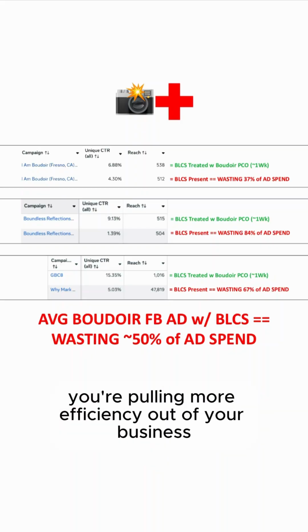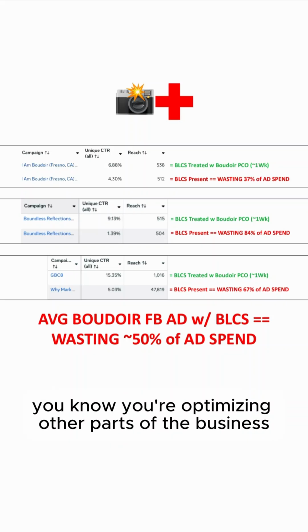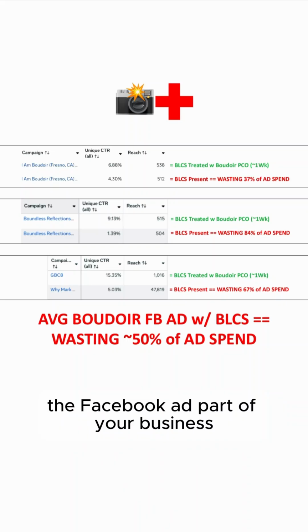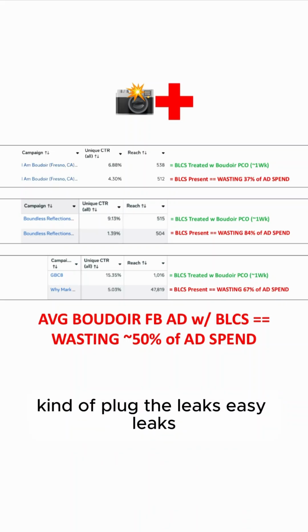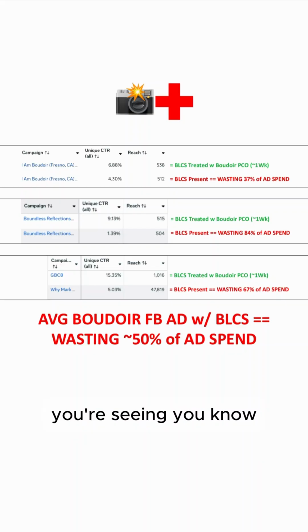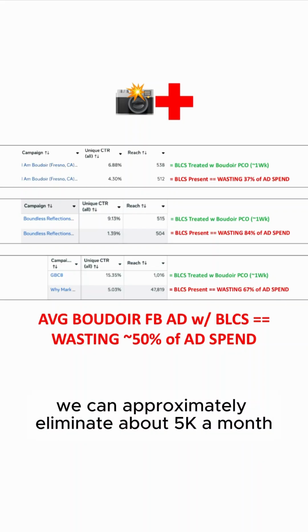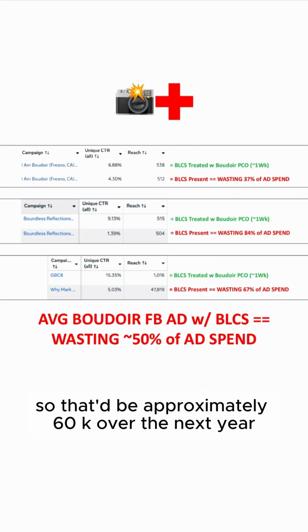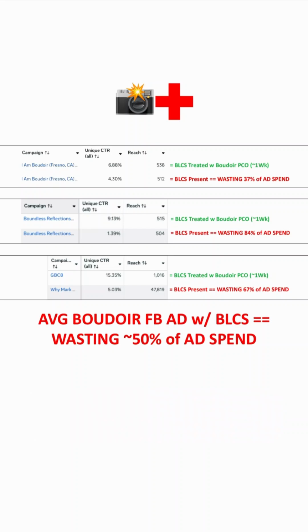So you decide you're pulling more efficiency out of your business. You know, you're optimizing other parts of the business. Now you decide you want to optimize the Facebook ad part of your business, kind of plug the leaks, easy leaks, get some fast, easy money wins back in the pocket. And you know, you're seeing, we can approximately eliminate about 5K a month in wasted Facebook ad spend. Put that back in your pocket. So that'd be approximately 60K over the next year.